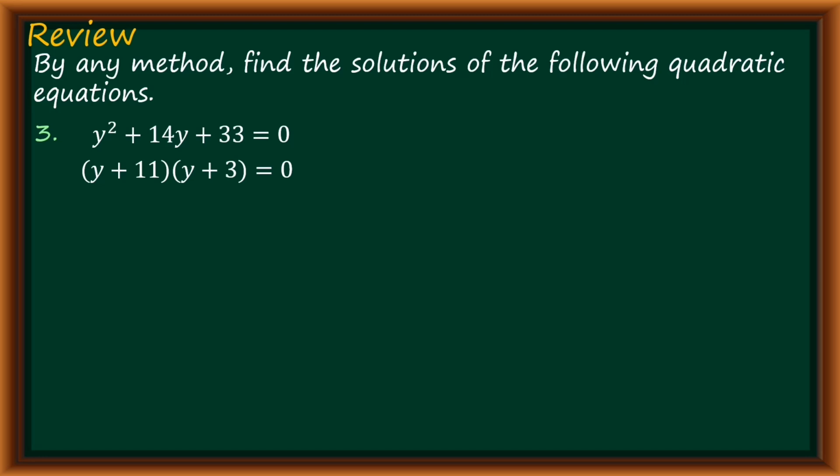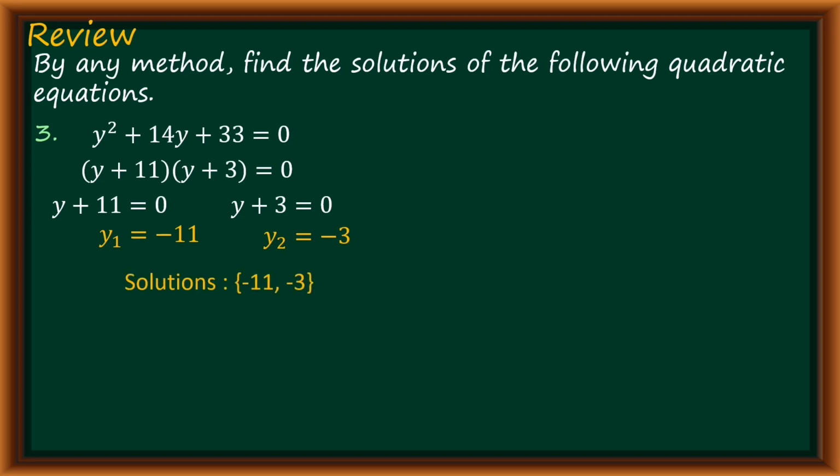To solve for the first value of y, we have y plus 11 is equal to 0. Then y sub 1 is equal to negative 11. For the second value, we have y plus 3 is equal to 0. Then our second value of y is equal to negative 3. Therefore, the solutions are negative 11 and negative 3. Next, we have number 4.